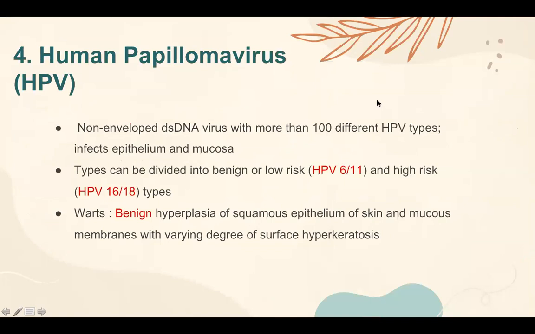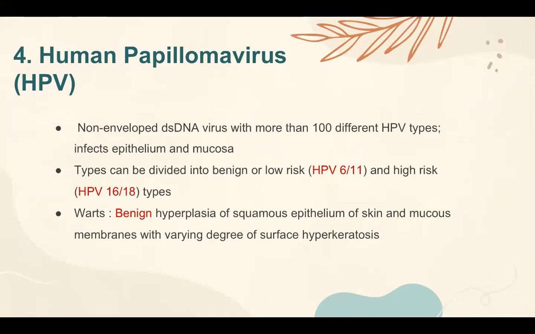Next is the human papillomavirus, or HPV. It's a non-enveloped double-stranded DNA virus with more than 100 different types, and usually affects the epithelium and the mucosa. The types can be divided into benign or low risk, for example HPV 6 and 11, and high risk, like HPV 16 and 18, which are more associated with carcinomas.